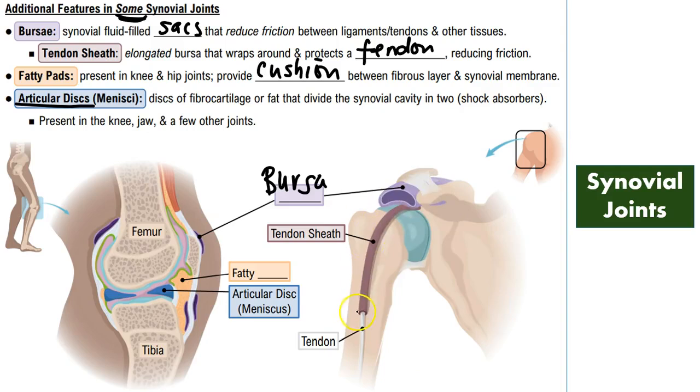We also have a tendon sheath. So we know a tendon connects muscle to bone. And that means there's a bursa wrapping around that to help reduce friction as well. And of course, here's a tendon here.